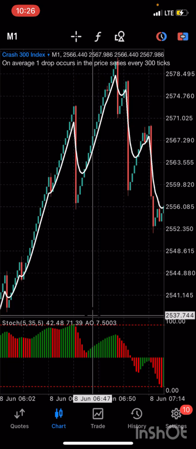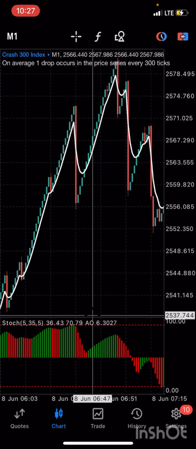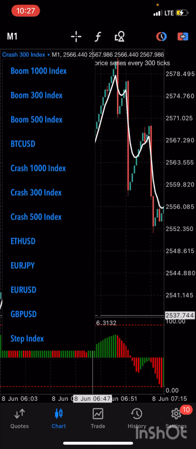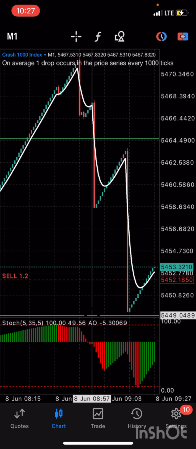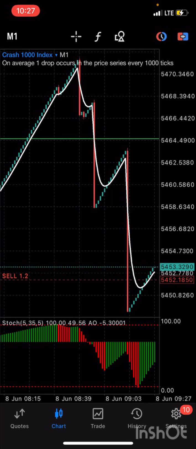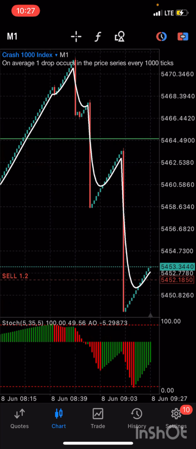So you might actually be stuck in a loss for a long time before the spike comes. But it's very important that you follow the trend. Now I haven't shown you this on the crash. Let's go to the crash 1000 where we are supposed to catch spikes.